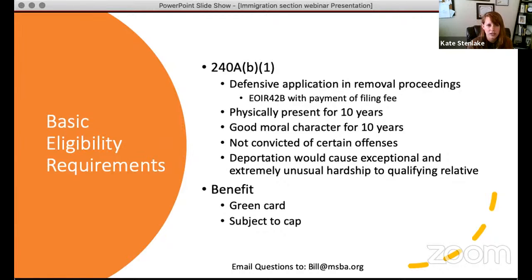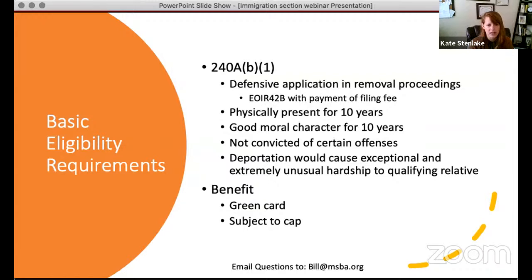The code that you want to look at is INA 240A(b)(1). I'm just going to go over the basic requirements right now. First is that it is a defensive application in removal proceedings. This means there's no way to affirmatively apply for this. You can't just submit an application to USCIS. Your client has to be in deportation proceedings in order to apply for this.